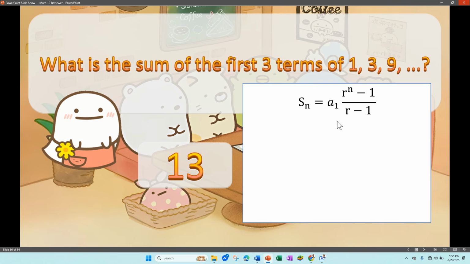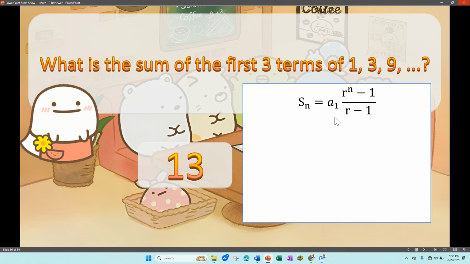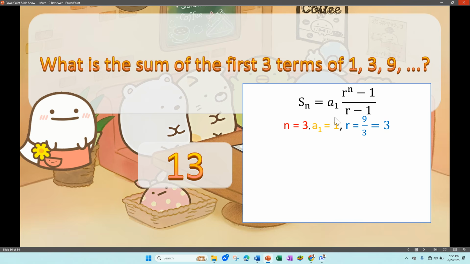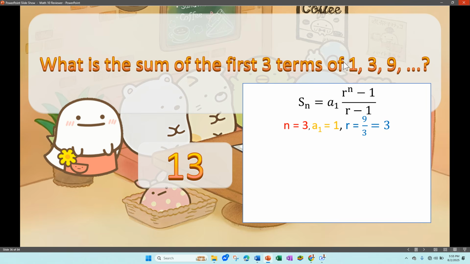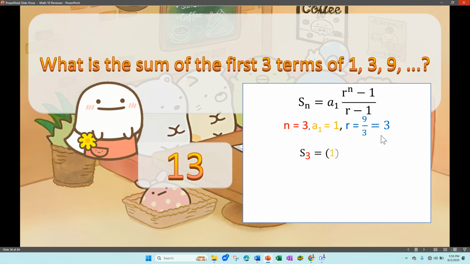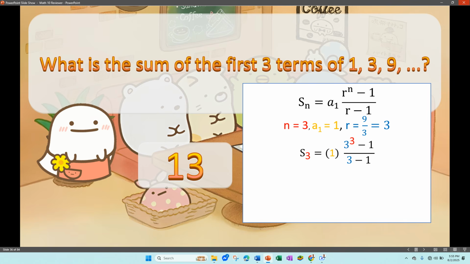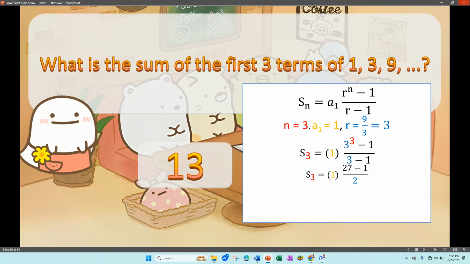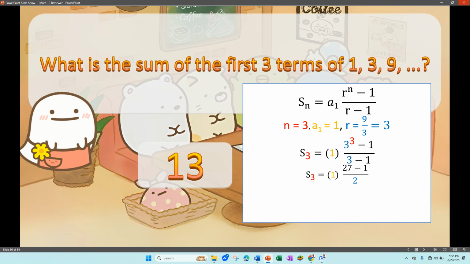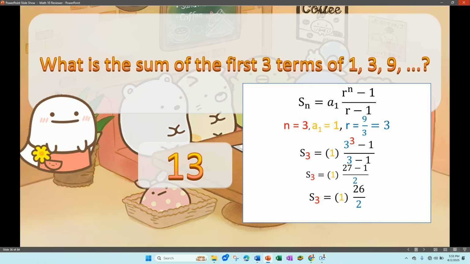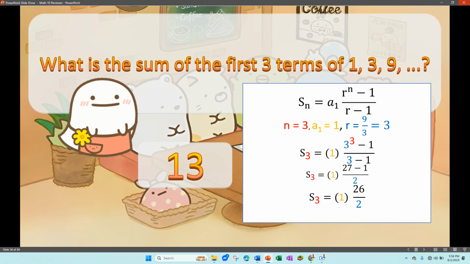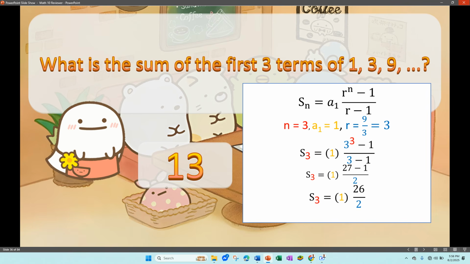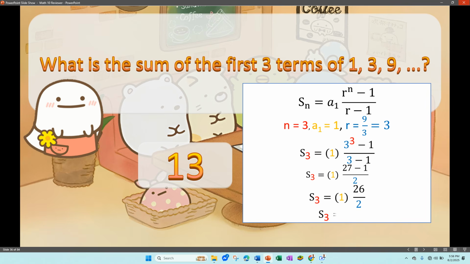This is the formula for the geometric sum, where n is equal to 3, a sub 1 is the 1, kasi ito yung first term natin, and the common ratio is 9 divided by 3 or 3 divided by 1, and that is 3. Do the replacement. 3 raised to 3 is 27, and 3 minus 1 is 2. 27 minus 1 is 26 divided by 2 is 13 times 1, and that is the sum of the first three terms.